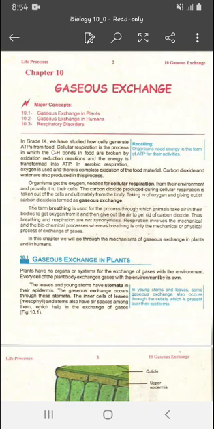Cellular respiration is very much needed by the organism because it supplies food or oxygen at the cell level. And the carbon dioxide that is produced during cellular respiration is taken out from the cell and ultimately from the body. Next terminology is gaseous exchange. Gaseous exchange is basically the taking in of oxygen and giving out of carbon dioxide.